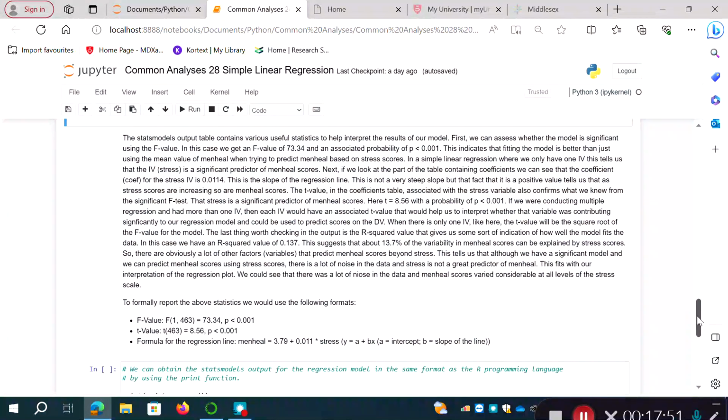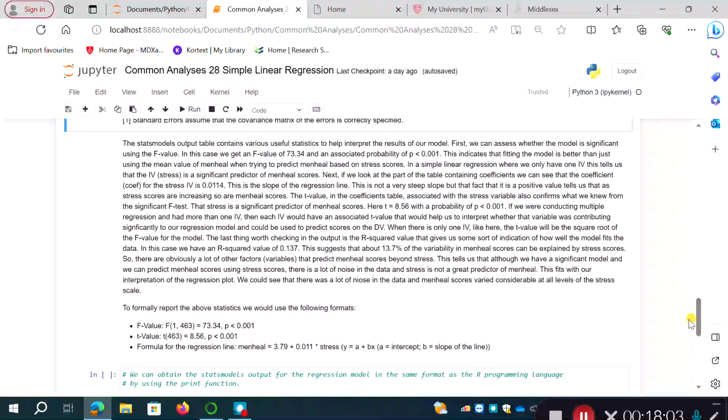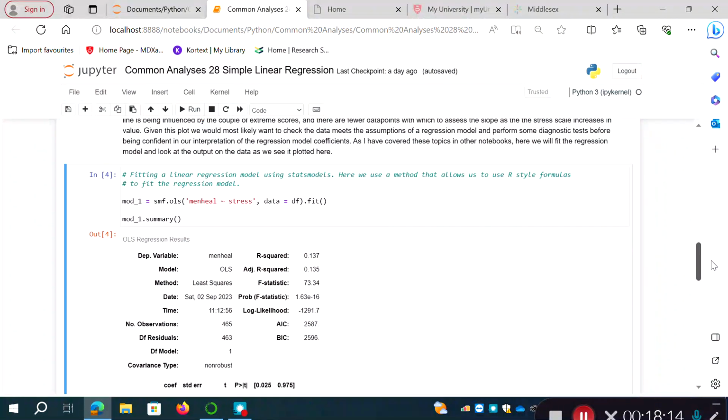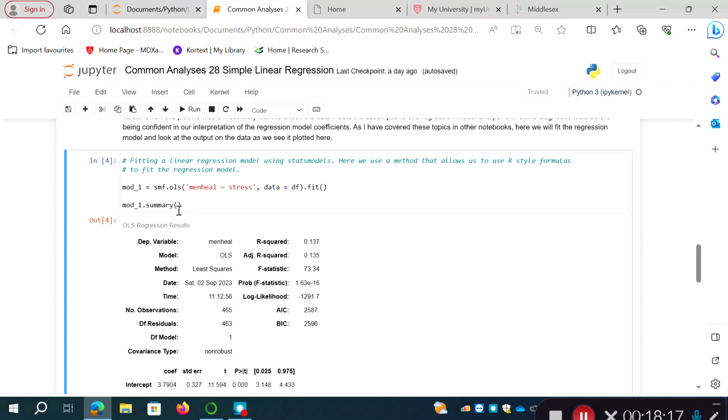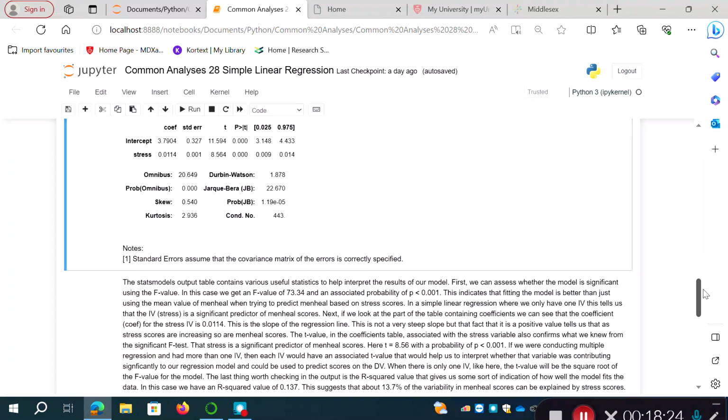Okay, so 3.79 plus 0.011, so I've rounded that to 3 decimal places, but then that is, as you can see, our slope of the line for stress, times stress, whatever the score is on the stress variable. Okay, so that's the equivalent of y equals alpha plus beta x. All right, so to get this model output here, I ran the model, fitted it, and then used mod1.summary, and it gave us this nice HTML printout of the results.